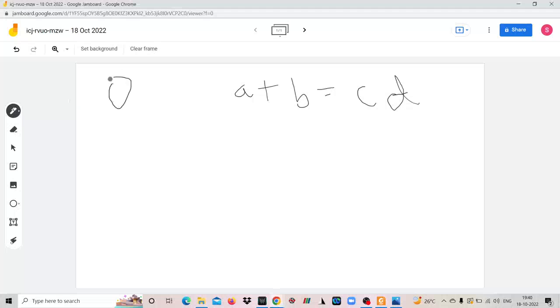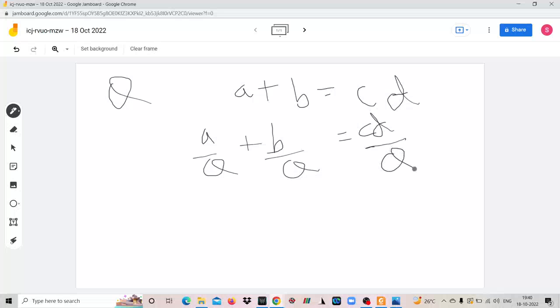Say I have a quantity q, so don't confuse it with discharge. It is any general quantity having the same dimension as a, b, or c into d, and this q is the characteristic value of that physical quantity. For non-dimensionalizing, what will you do? a by q plus b by q equal to c into d by q.